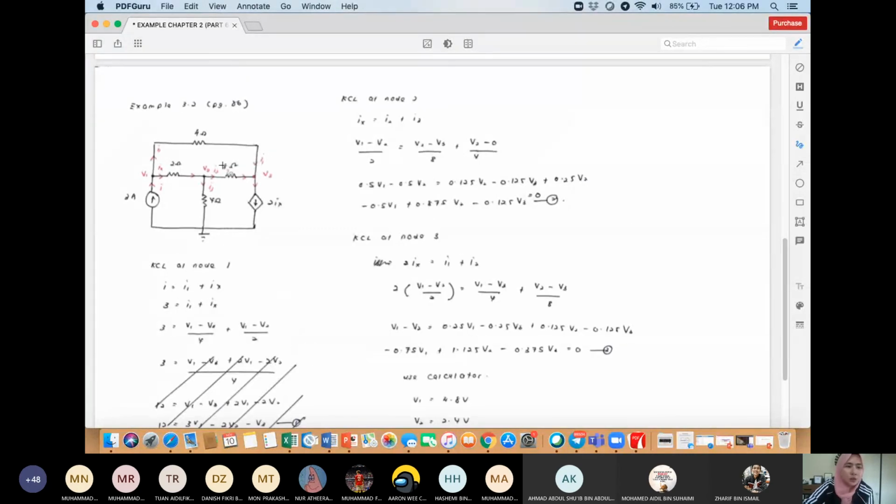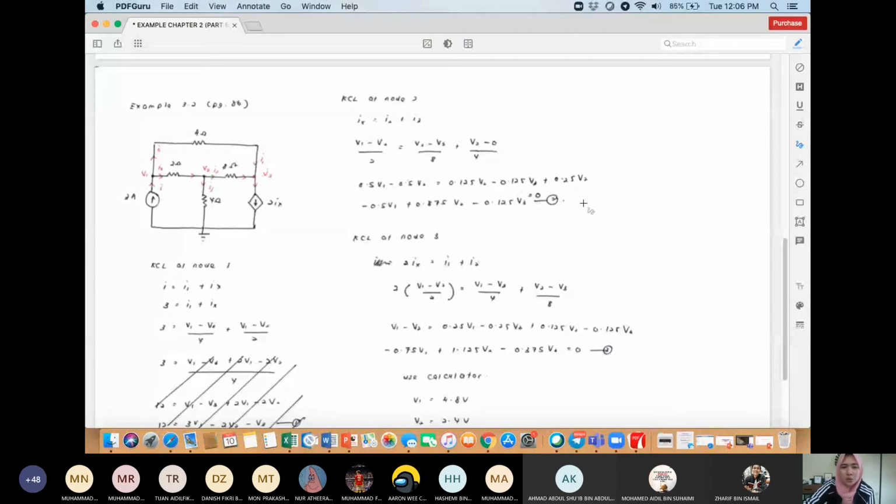Now do KCL at node 2. So node 2 is over here. Ix is equals to I2 plus I3. Ix is V1 minus V2 divided by 2. I2 is V2 minus V3 divided by 8. And I3 is V2 minus 0 divided by 4. Okay, and your equation, you will get negative 0.5 V1 plus 0.875 V2 minus 0.125 V3 equals to 0.